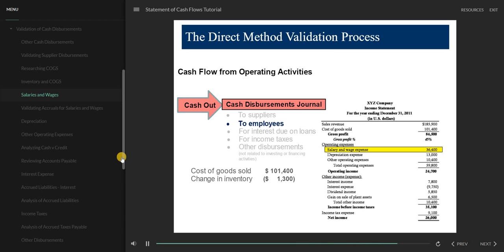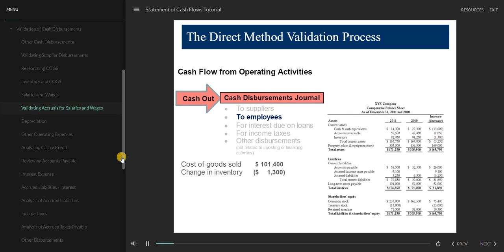For that answer, we look once again to our comparative balance sheet. Since we don't see any accruals for wage-related items, it appears that cash was actually disbursed for the $36,400. Therefore, we will add it to our equation.